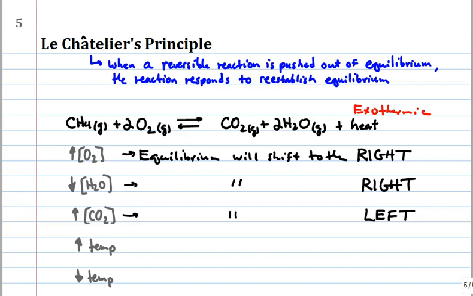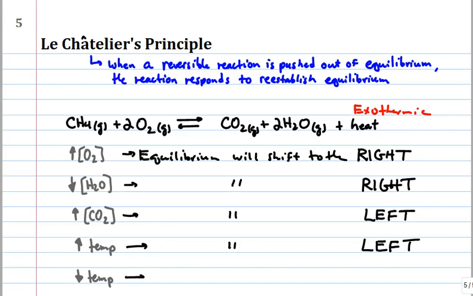Now, what about the temperature? Well, you can use the same logic here. This is an exothermic reaction. Heat is a product. So if you increase the temperature of an exothermic reaction, what happens to the equilibrium? Well, you add extra energy, you add extra heat by increasing the temperature. Well, how are you going to process that extra heat, if you will? Well, you better shift the equilibrium to the left. So if you increase the temperature of an exothermic reaction, you shift it to the left.